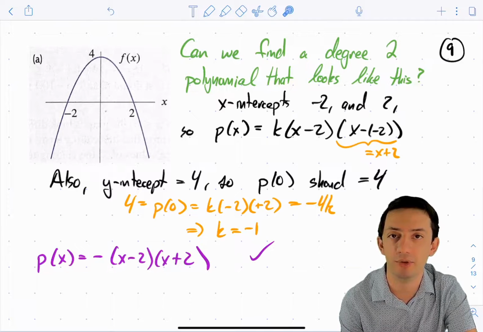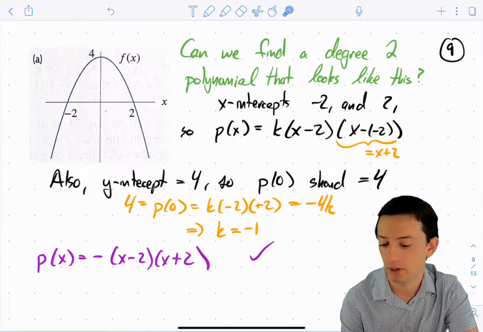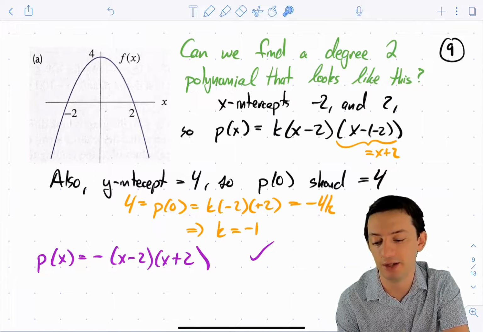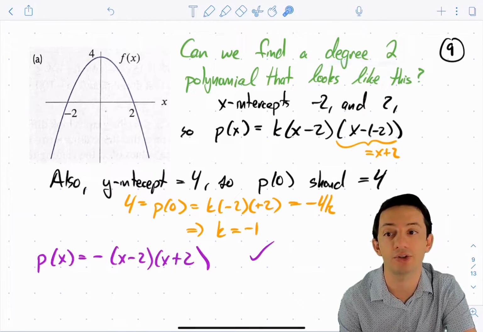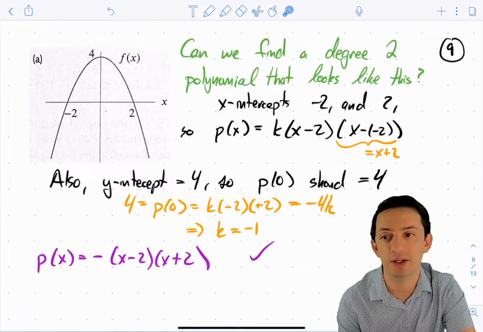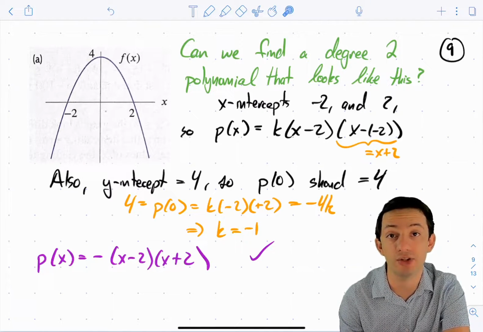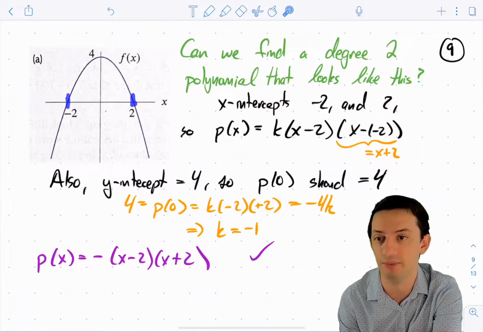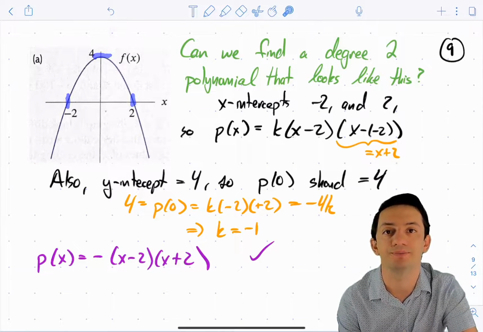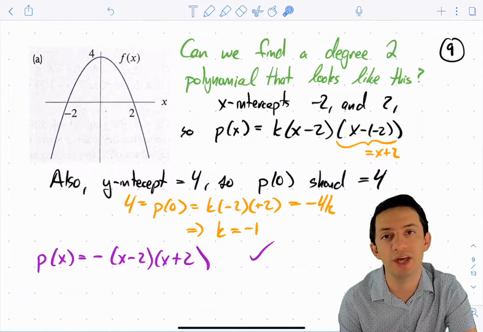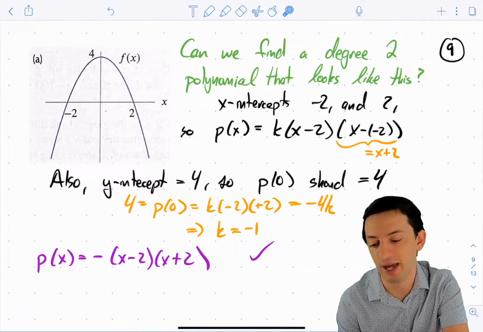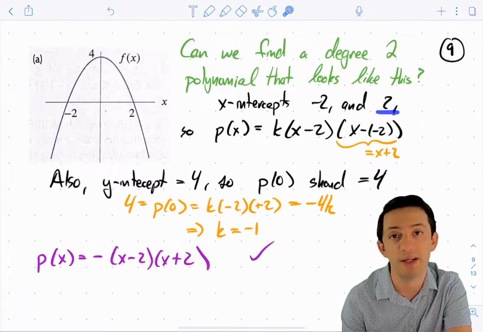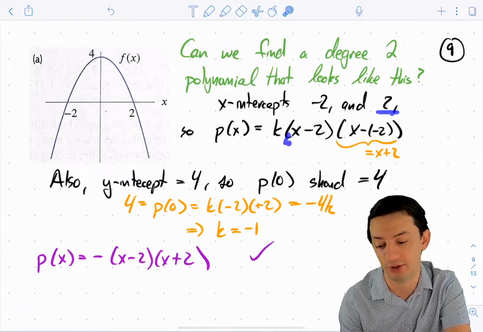Here's an example from the book. They give us this shape, and they ask, can we find a degree 2 polynomial that looks like this? So basically, our job is to find the equation for p of x, and what we're given is that we have x-intercepts at -2 and +2, and a y-intercept at 4. So we can use that fact from the last slide. If we have an x-intercept at 2, then that means our polynomial must have a factor of x minus 2.